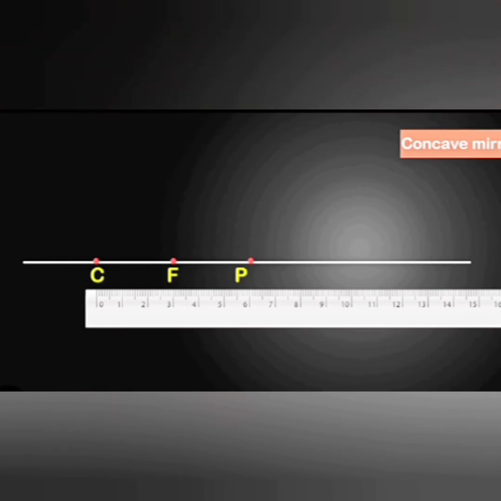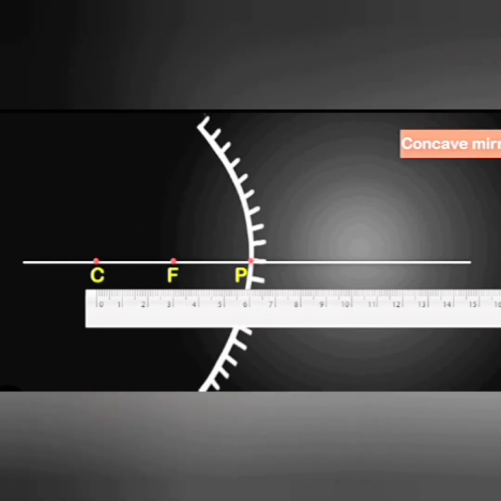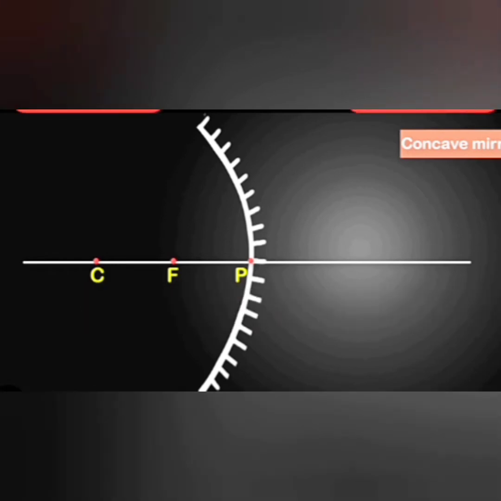Now use your compass to draw an arc for the concave mirror. The compass point should be placed at C, the center of curvature, and the radius of the arc will be CP, which is equal to 6 centimeters in this case. Mark the backside of the mirror with these dashes.